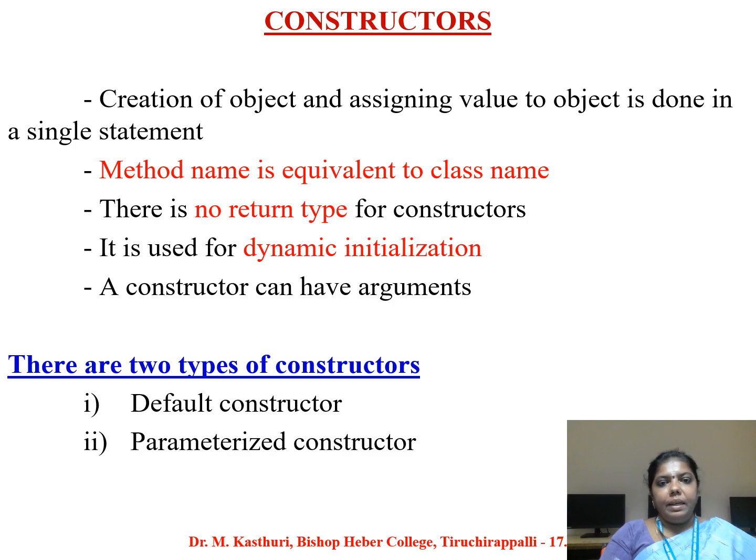Then the next chapter, next concept, is constructors. A constructor is nothing but a method that has the same name as the class. Method name is equivalent to class name. There is no return type for constructors. It is used for dynamic initialization. There are two different types of constructor we can create: one is a default constructor, another one is a parameterized constructor.